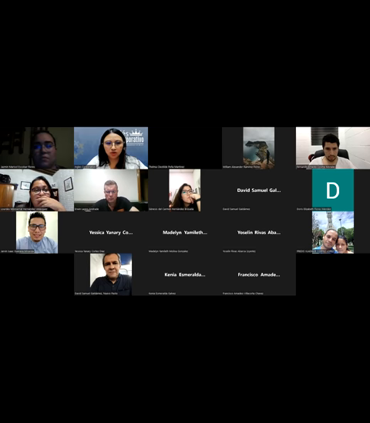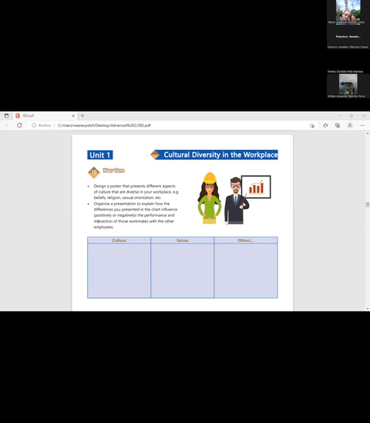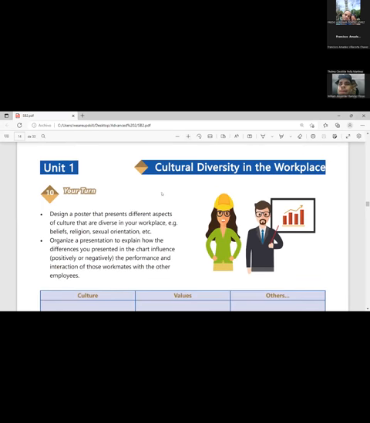Student's book, unit number one. Here we go. Page number 14. Okay, take a look at the instructions that we have there. William, can you help us by reading the instructions, please? Okay, here we go.